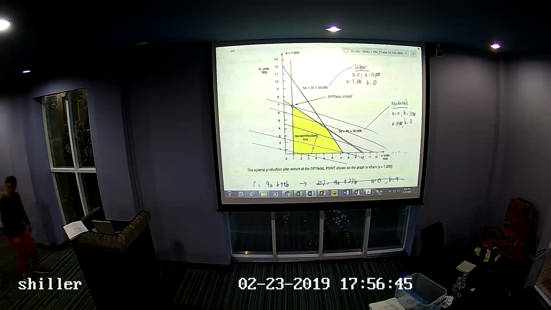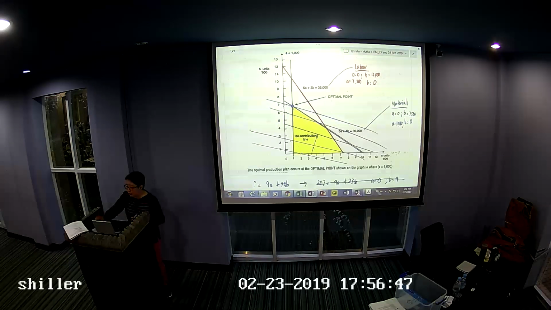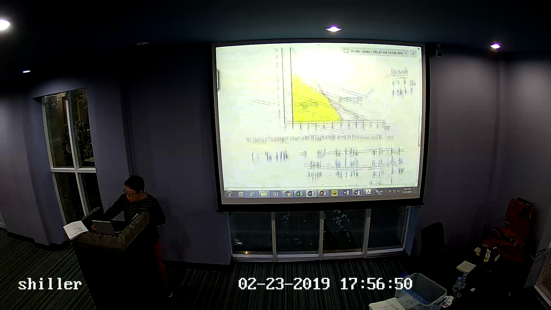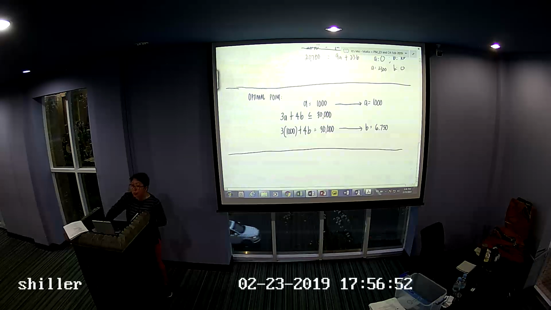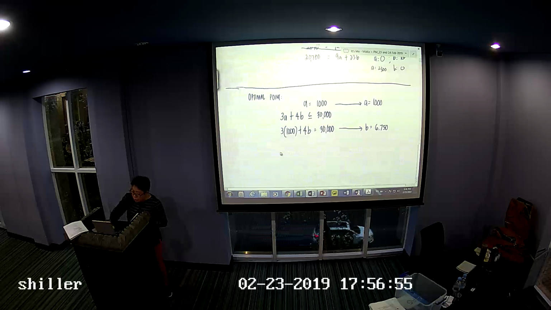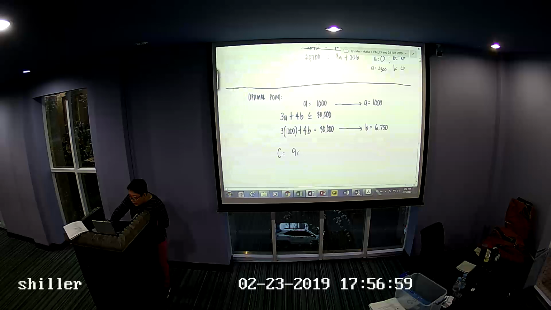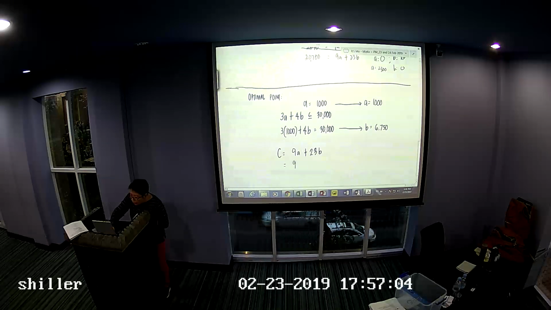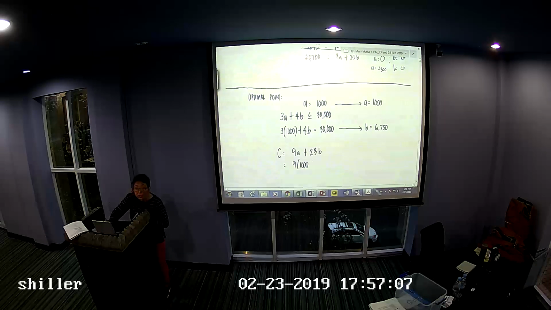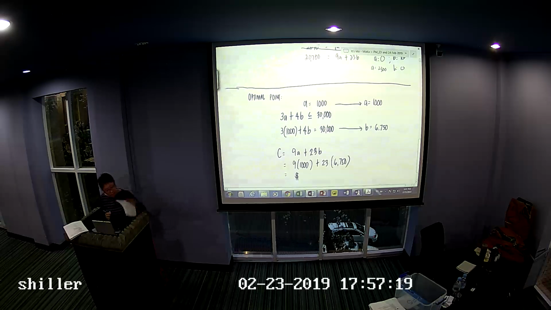Do you want us to try? I'll show you. Let's first put this one here, so you will see. So if this is the optimal point, what is the contribution if I use the optimal point? Can you tell me? 9A plus 23B. So 9 of 1,000, correct? Yes, everybody? Okay. Plus 23 of B. Yes? So how much is this giving us? How much is this profit?